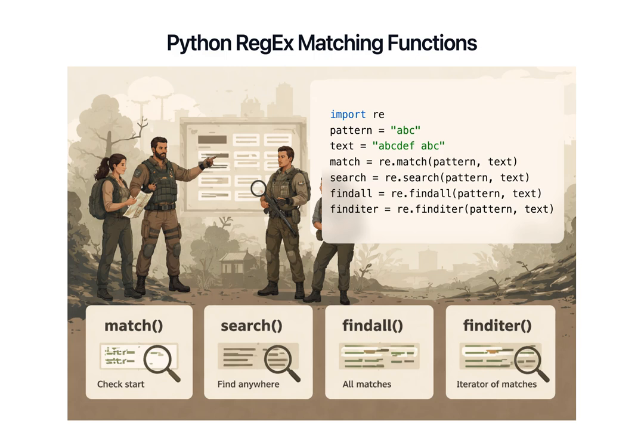Python provides several functions for pattern matching. Each function serves a different purpose, from checking patterns at the start of a string to finding all occurrences and iterating over them.